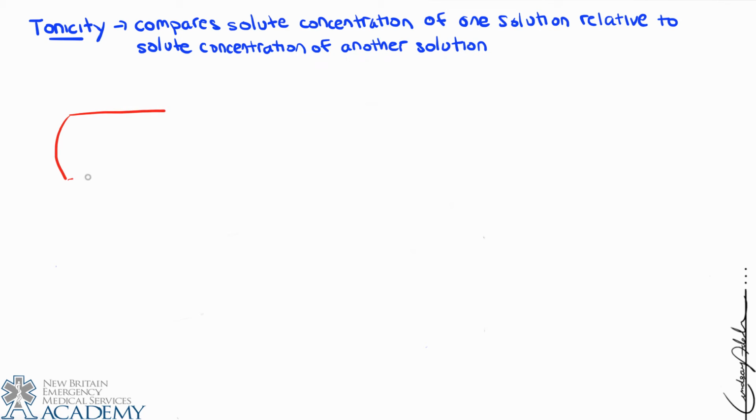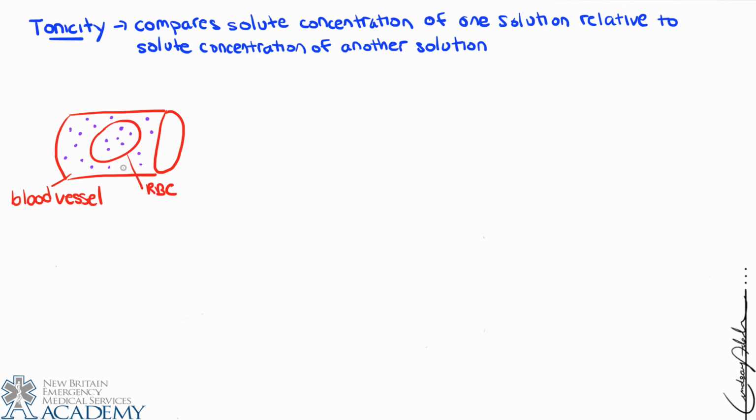Okay, so let's consider a blood vessel. And we know the blood vessel is going to contain a couple of things, including plasma and a red blood cell. So the red blood cell is actually the classic example when describing tonicity. And so we'll just sort of compare the concentration of solute and water inside of the red blood cell to the concentration of solute and water in the extracellular fluid. In this case, the ECF is intravascular.